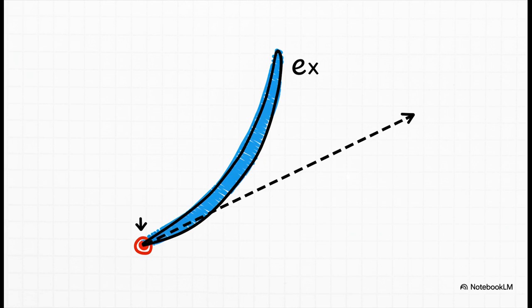If we build our first level approximation around the point x equals 0, where we know e to the 0 is just 1, we get a super simple formula, 1 plus x.